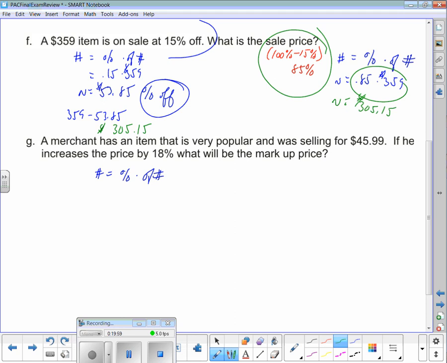What is the sale price? So the item now is all of a sudden 50 bucks. It was $359, and that's 15% off. You know better than that. You know your answer is wrong. So stop and think about it.